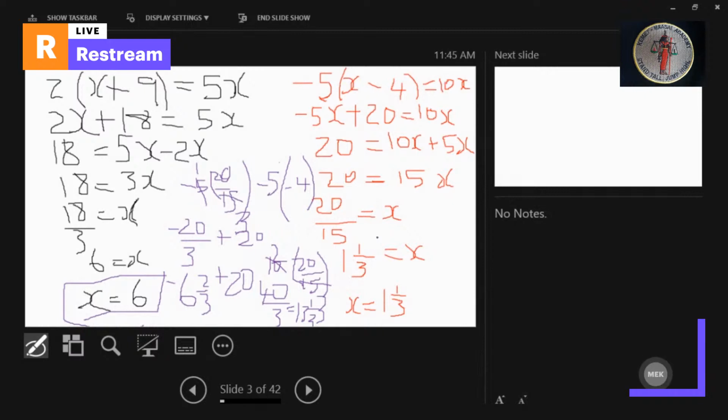And I was saying it's easier to use the 20 over 15 than the 1 1/3, because you're still going to have to change this back to an improper fraction anyway to multiply it by that, right? So I just plugged in the 20 over 15 here and multiplied it by 10 also. And in both cases, I got 13 1/3. So we know that the answer is correct.